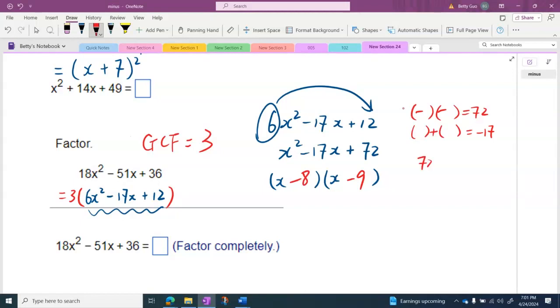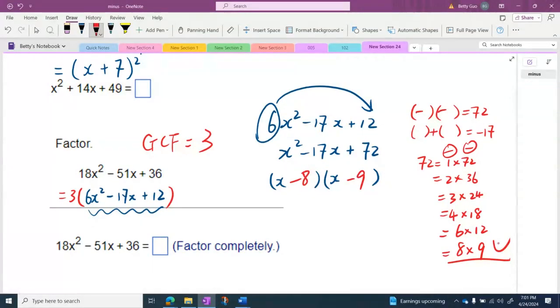So which two negative numbers? We try 72. We have 1 times 72, 2 times 36, 3 times 24, 4 times, you use your calculator, 18. Yeah. 5 doesn't work. 6 times 12. 7 doesn't work. 8 times 9. And they have to be both negative. And this one works because only negative 8, negative 9 add up to negative 17.